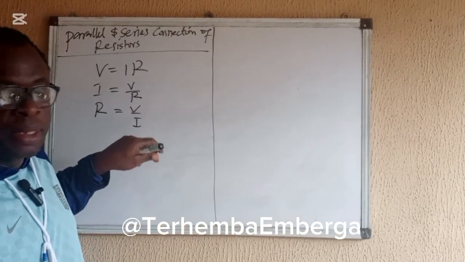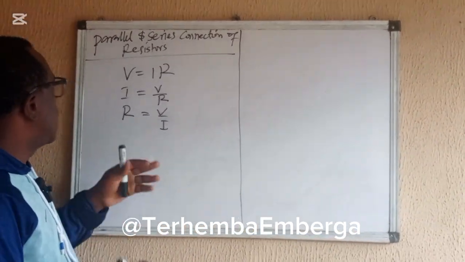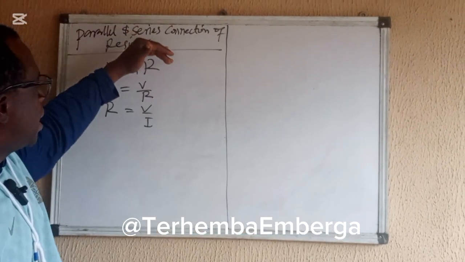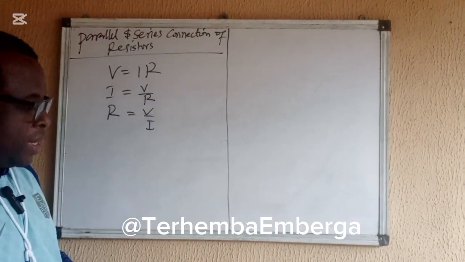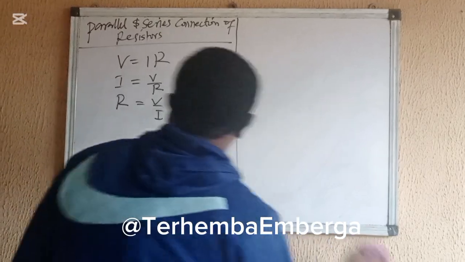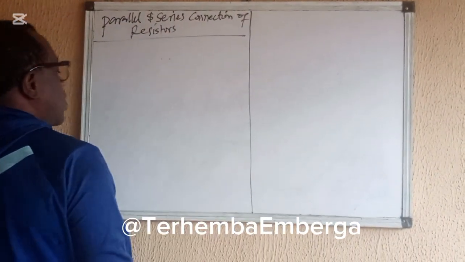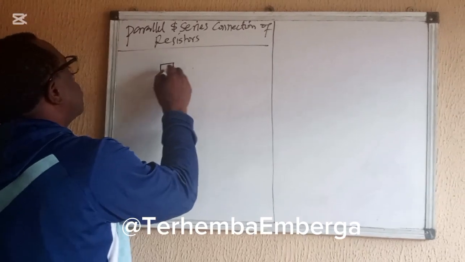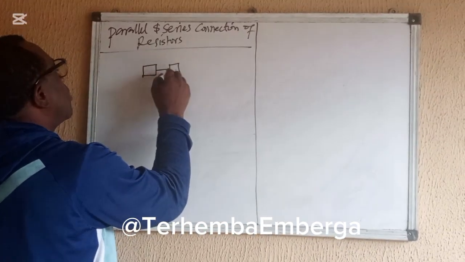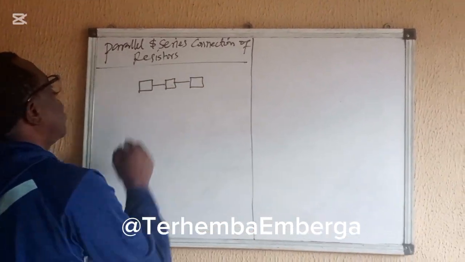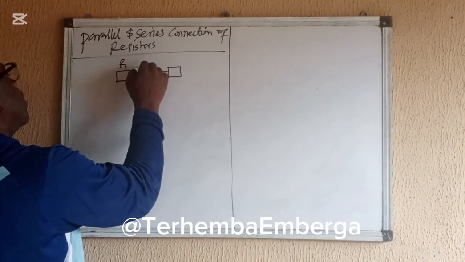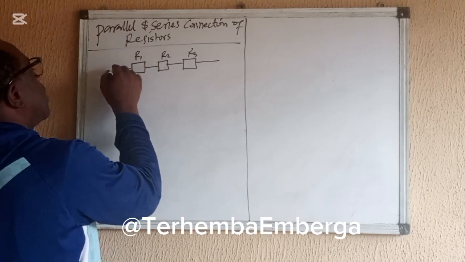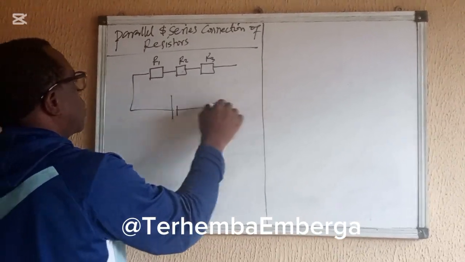We have explained this. So today we're looking at how we can calculate resistance connected in parallel and series. So let's look at it. What do we mean by series connection of the resistors? This is the circuit symbol of a resistor. Assuming this is R1, R2, R3 connected through a source.